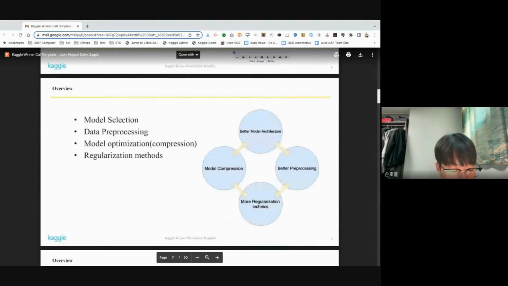The workflow I took in this competition was very straightforward. I continuously improved these four components of the model. I first identified a model that was effective, then worked on enhancing the data processing method. And as my model's accuracy improved, I implemented more regularization techniques to enhance the model's robustness. And lastly, I tried to compress the model.